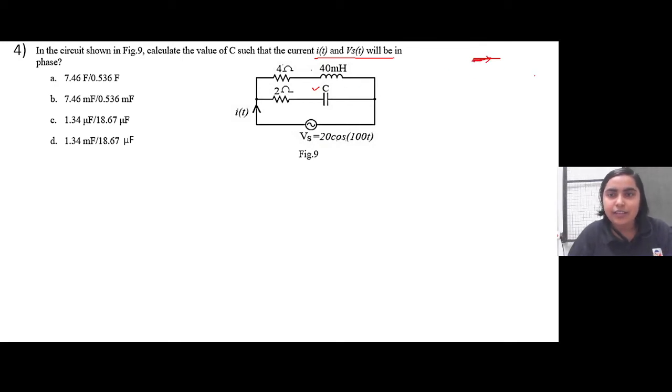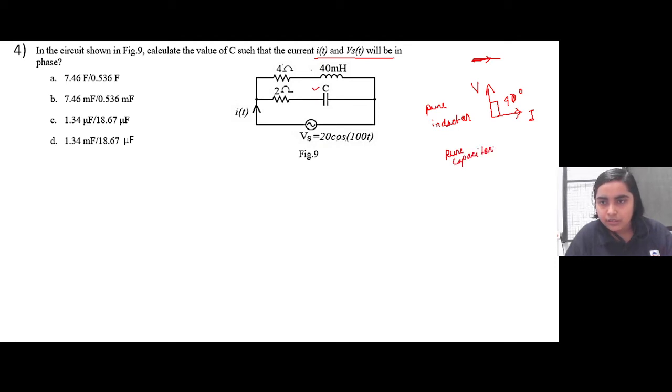But when an inductor is connected to the circuit, if this is the current phasor, the voltage phasor will lead by 90 degrees. This is only for a pure inductor circuit, right? Voltage will lead the current by 90 degrees. In case of a pure capacitor, the current will lead the voltage by an angle of 90 degrees, right? But whenever there is a combination of R plus C or R plus L, there will be some angle in between.